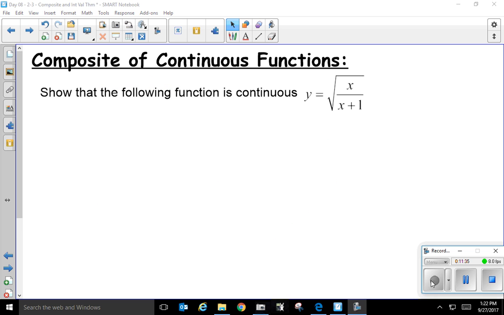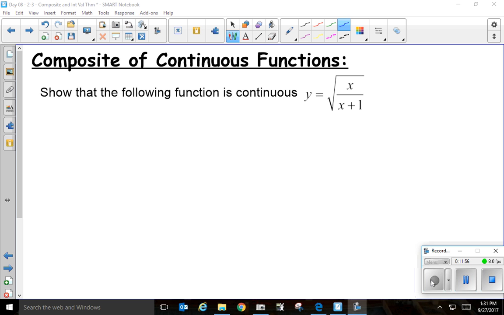Come on. Show that the following function is continuous. I want you guys to try and break this one down yourselves. I'll give you 5 minutes, and then we'll go over it. All right? What's the first thing I'm going to do to prove that this is continuous?